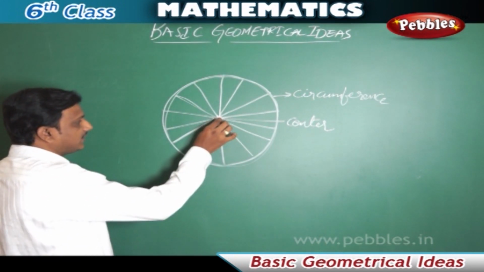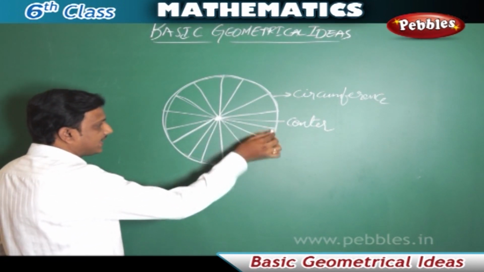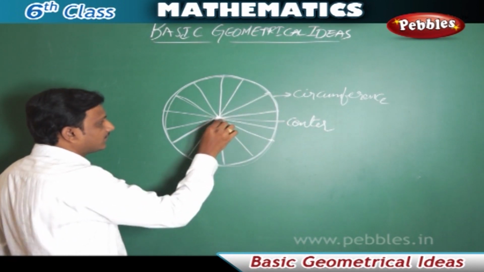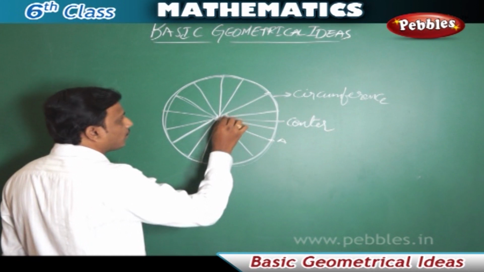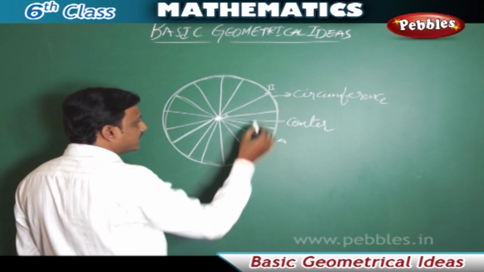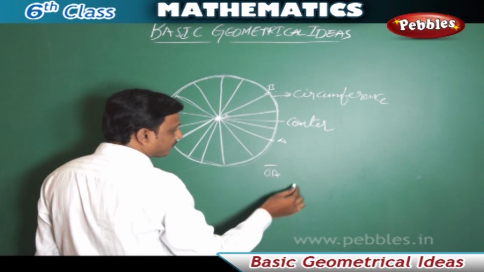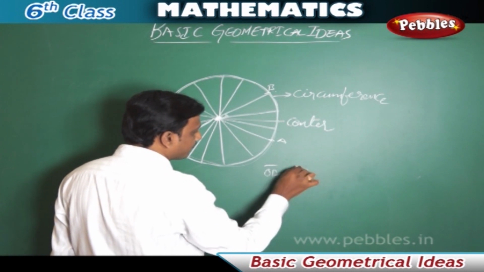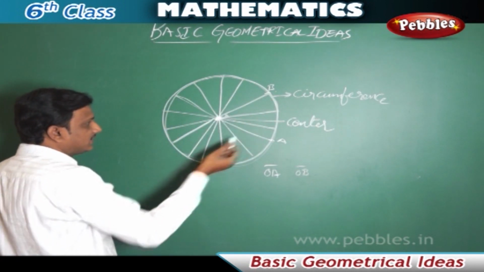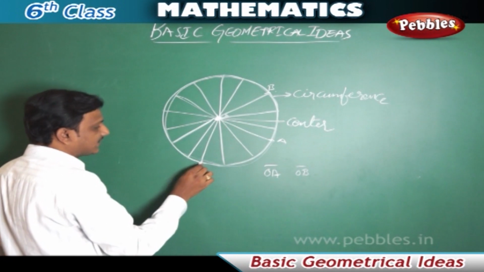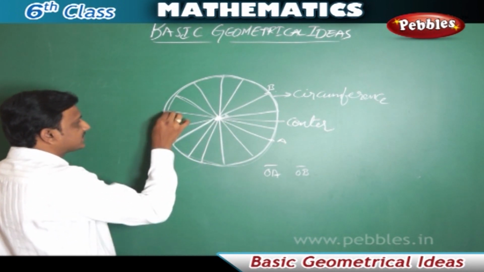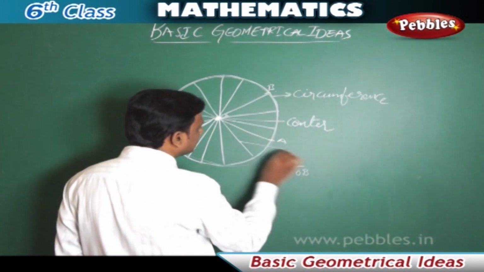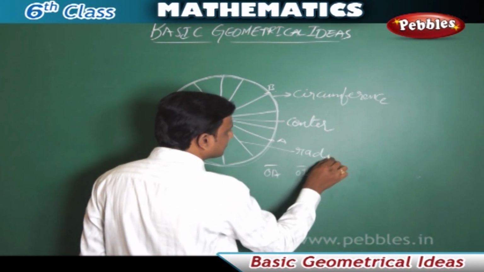And the distance between the center point and any point on the curved edge, if you call it OA, and this point OB, the length of OA or OB will be the same. So the same distance between the center and any point on its curved edge is called radius.